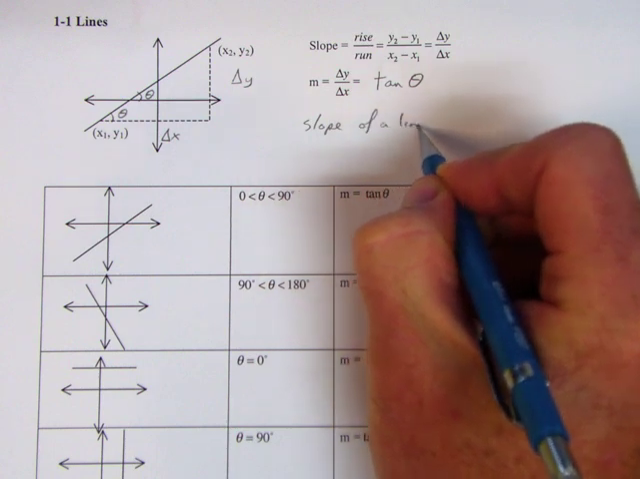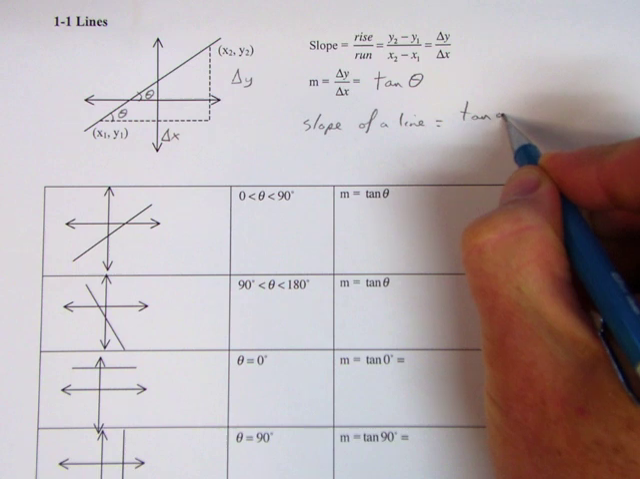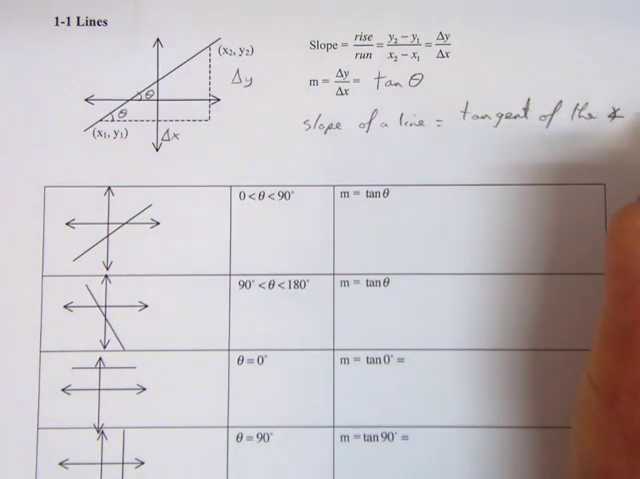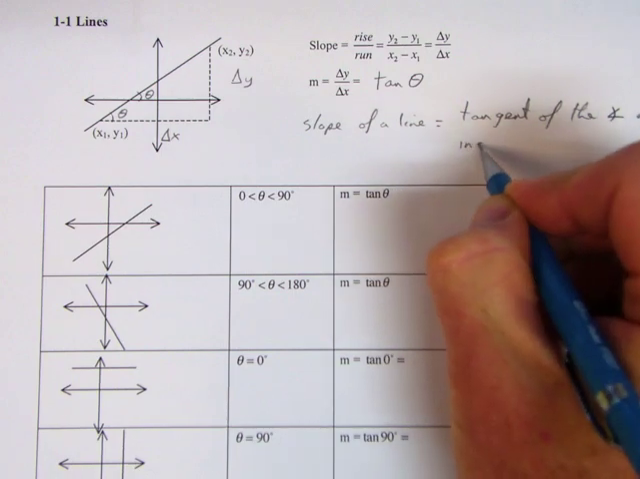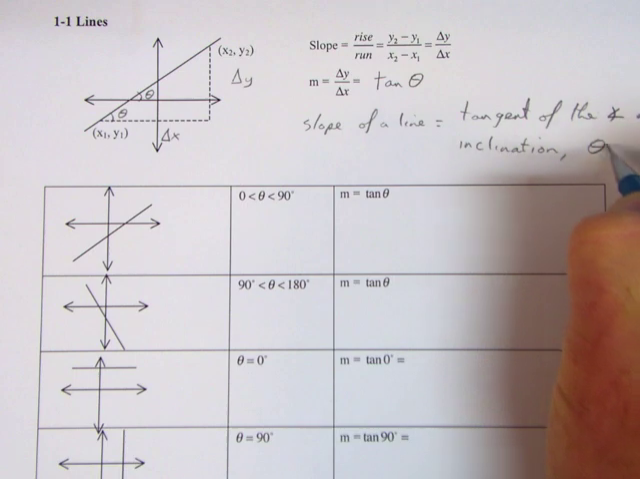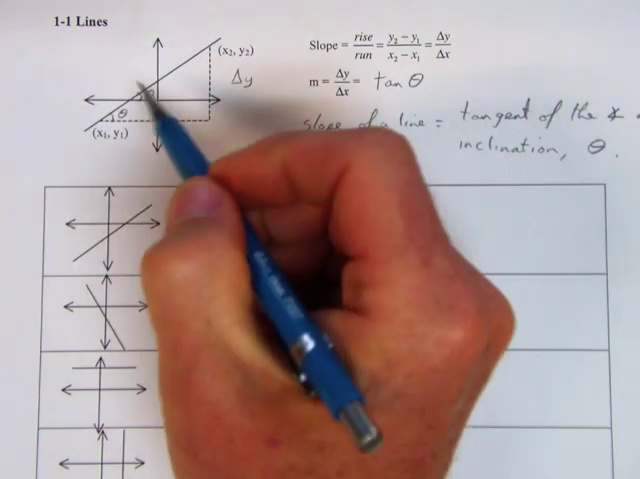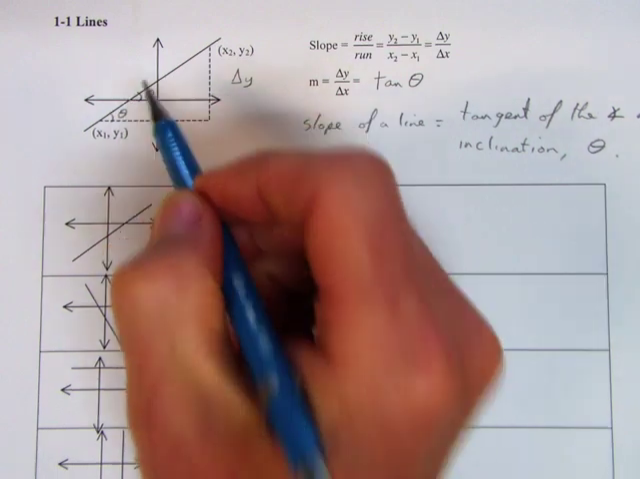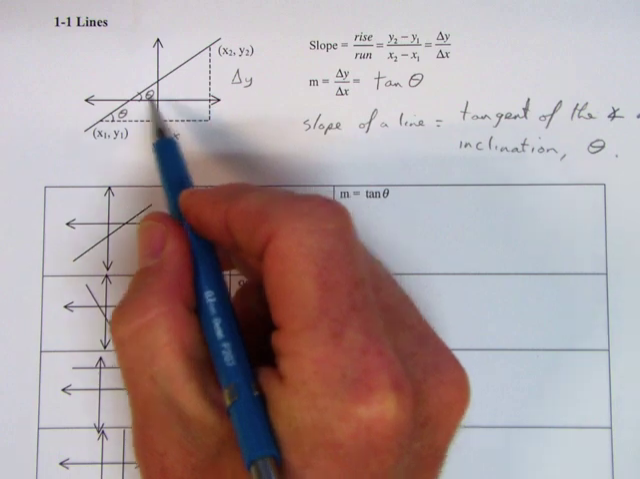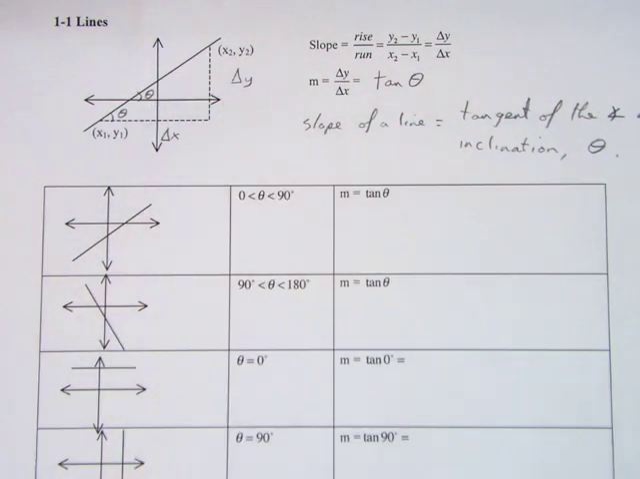The slope of a line equals the tangent of the angle of inclination, which is called theta here. Now that angle of inclination is the angle the line makes with the positive side of the x-axis. So the direction, positive part of the x-axis going to the right.